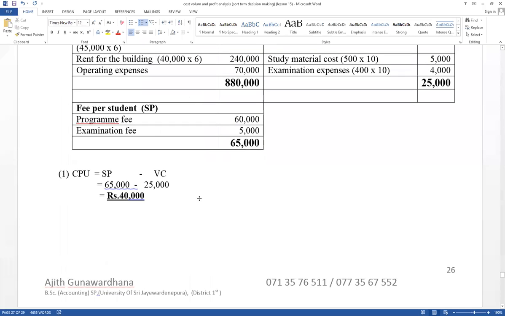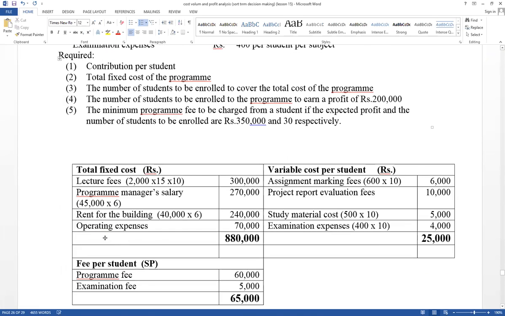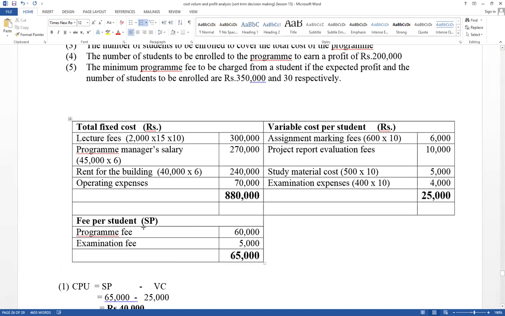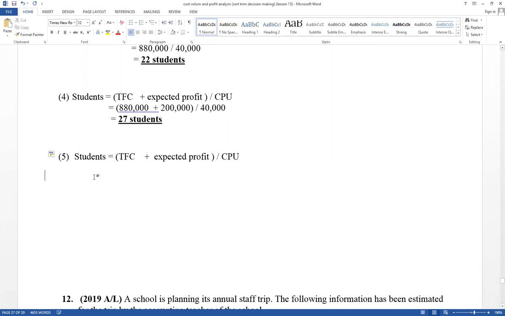Think about this example. This is expected profit. A number of students, 30, should be participants. Total fixed cost we know. There's a minimum program fee. Minimum program fee means part of the selling price. Therefore, from the beginning, you have to calculate the selling price. Right, then apply. Very important. Number of students should be equal to 30.